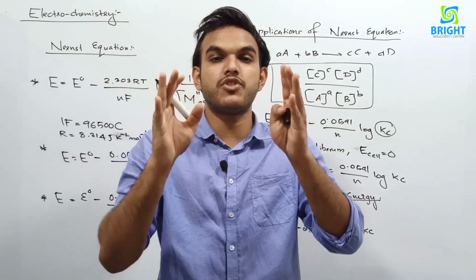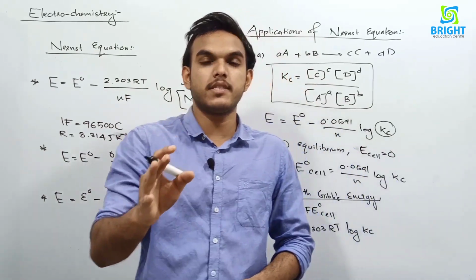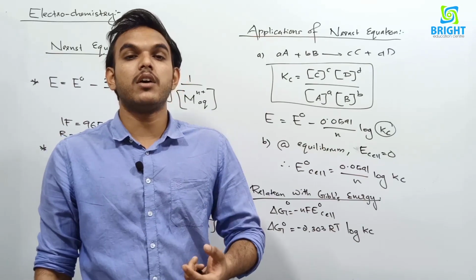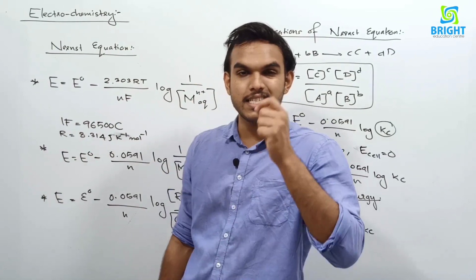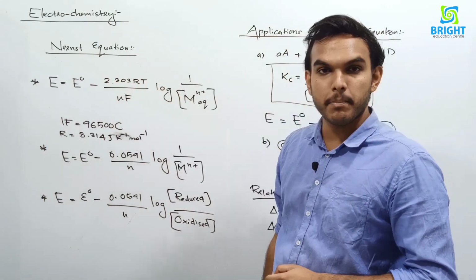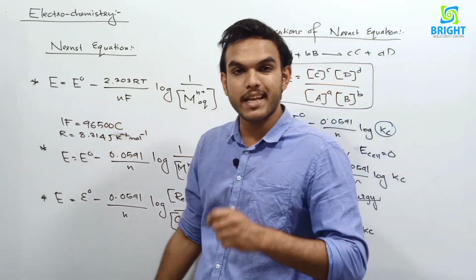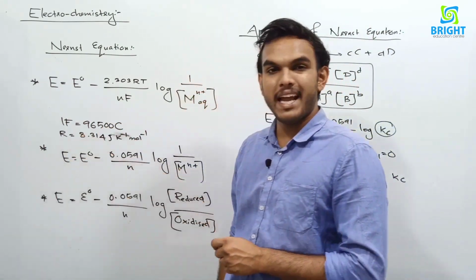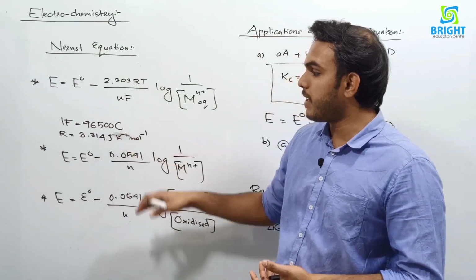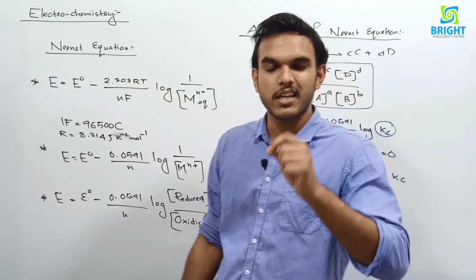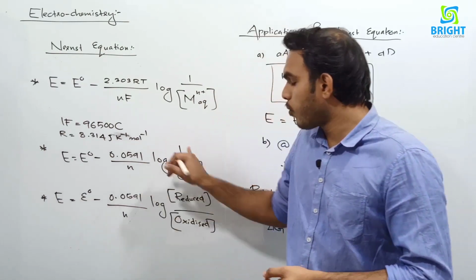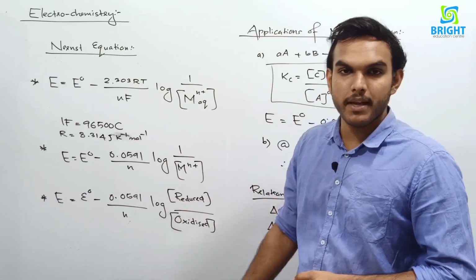So what all things did we study here? In this chapter we first studied what is the galvanic cell, what is the anode, what is the cathode, what is the electrochemical series, what is the cell representation, and with the Nernst equation, the cell: E cell is equal to E0 cell minus 2.303 RT by nF log 1 by M^n+ ions, where F is equal to 96500 coulomb and R is equal to 8.314 joule K inverse mole inverse. Computing all these equations, we get E is equal to E0 cell minus 0.0591 divided by n log 1 by M^n+, or we can also say reduced divided by oxidized.